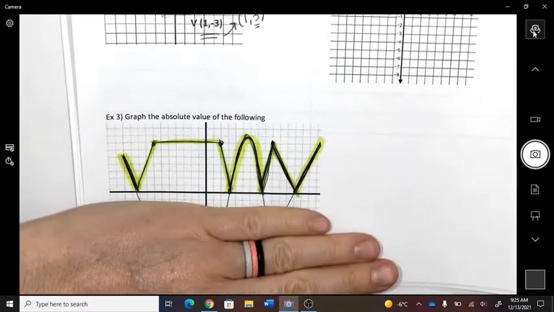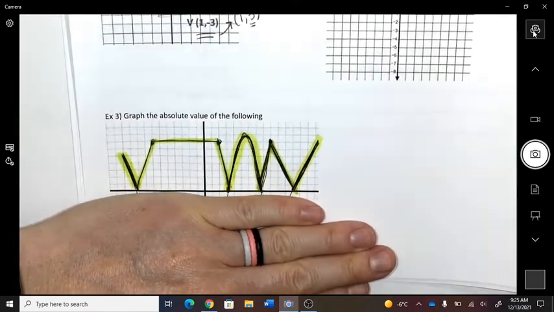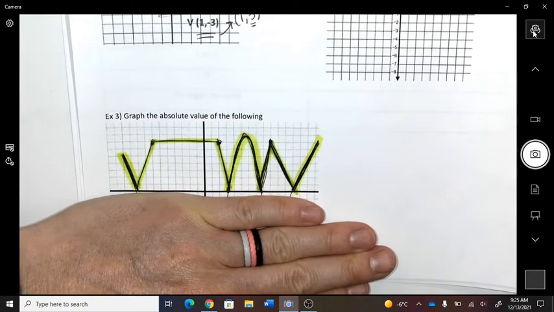So if I cover this up because it's not there anymore, do you notice how every single part of my graph now is 0 or above, right?